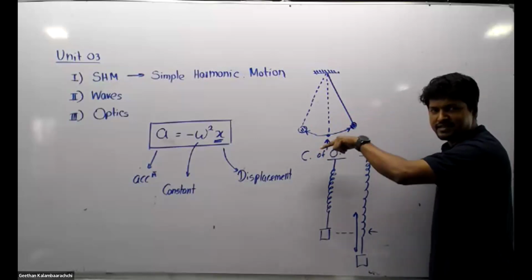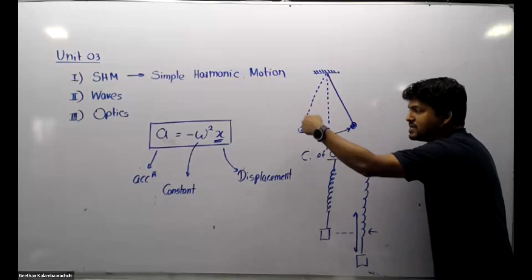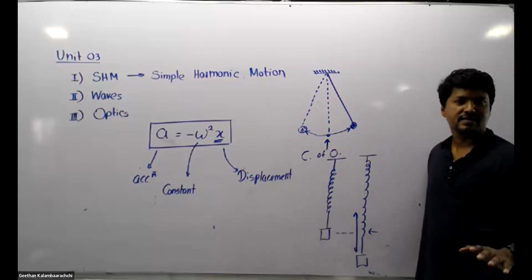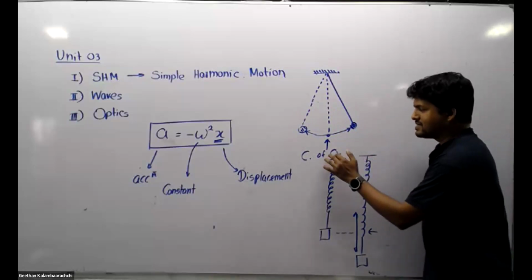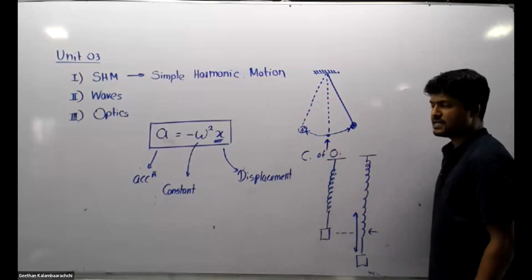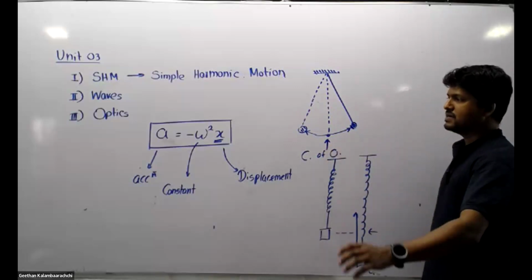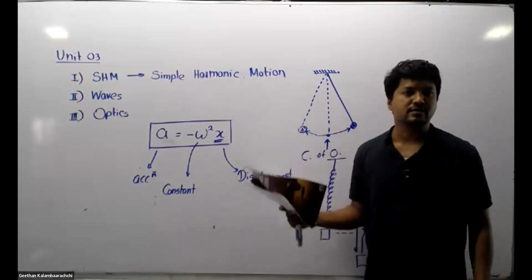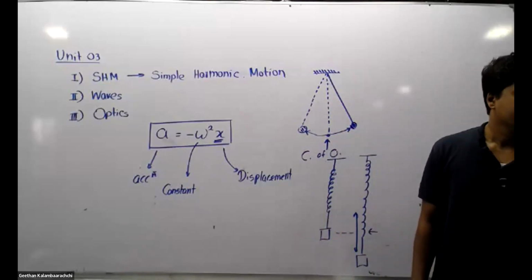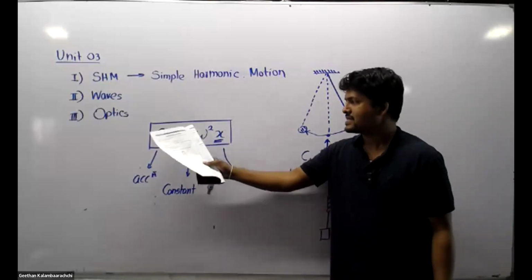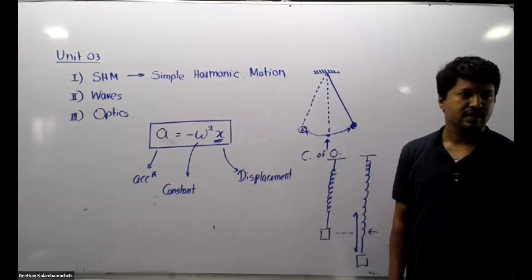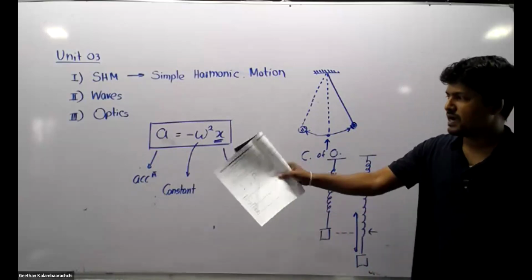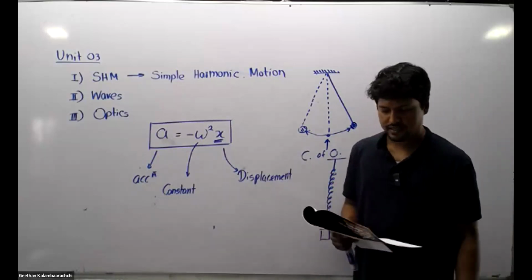If you do it for this side also, you can see the acceleration is acting towards the center of oscillation. Always, displacement is measured from the center of oscillation, and X and a are opposing each other. In the equation we have a minus sign to show that they are opposing each other.